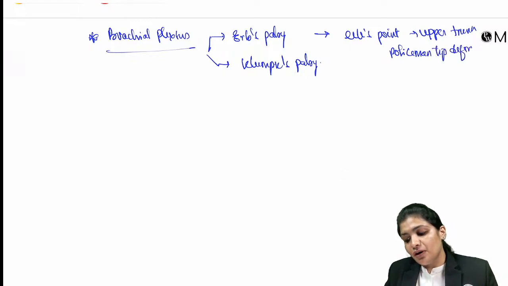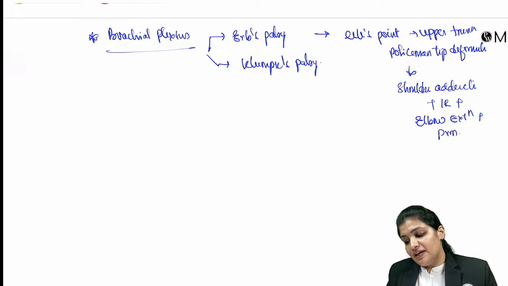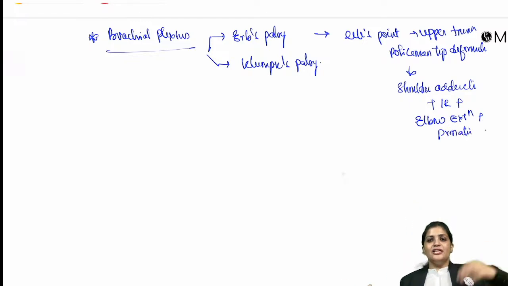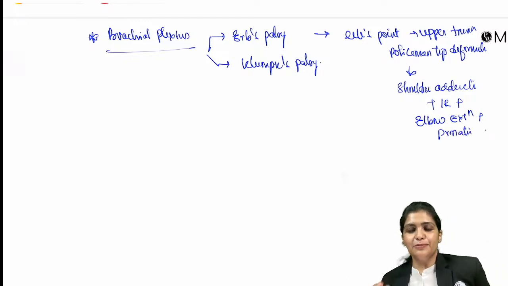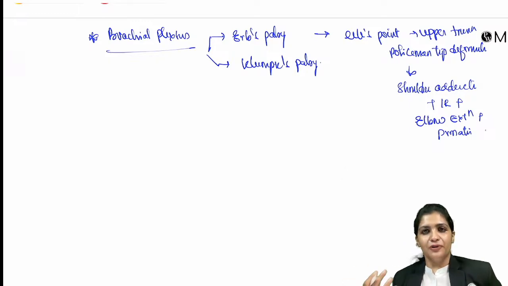So what is this deformity? There will be a shoulder adduction and internal rotation, plus your elbow extension and pronation, right? So the elbow is extended and pronated. So classically your policeman tip deformity, where the waiters or the policeman collect the tip or bribes in that particular position. So that is your Erb's palsy.